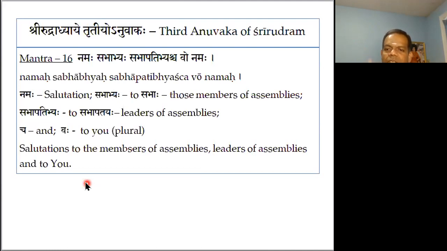Swami did every discourse, he has given two or three thousand discourses, in this same way. He has demonstrated to us how we should look at people when we talk to anyone, a group of people, that it is the Lord who is present in them. And that divine energy we communicate to, we bow down, we salute. Salutation to the members of assemblies and leaders of assemblies.